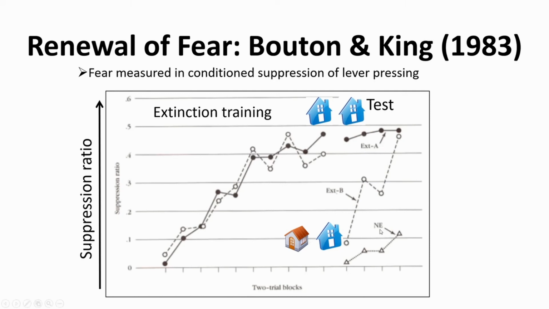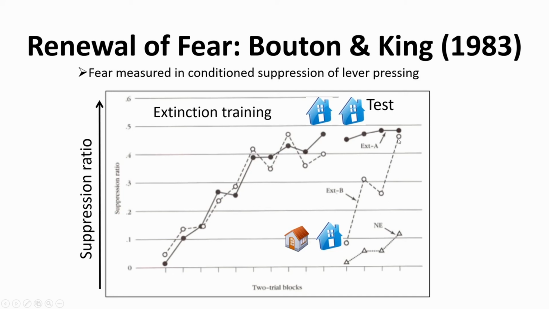And then here we also have NE, which is just a control group. This group just didn't undergo extinction training. They were given acquisition and then they were tested again. So there was no extinction there, which is why their freezing behavior stays fairly high. They show a lot of fear because they never went through extinction.